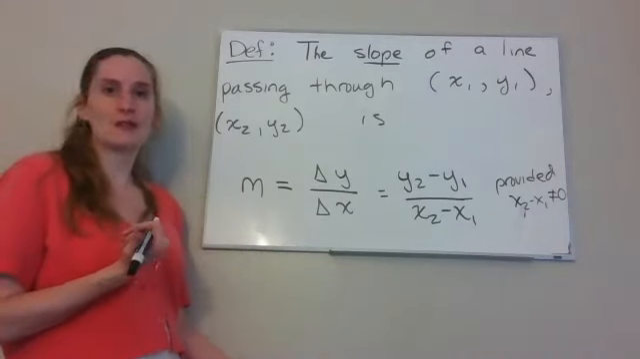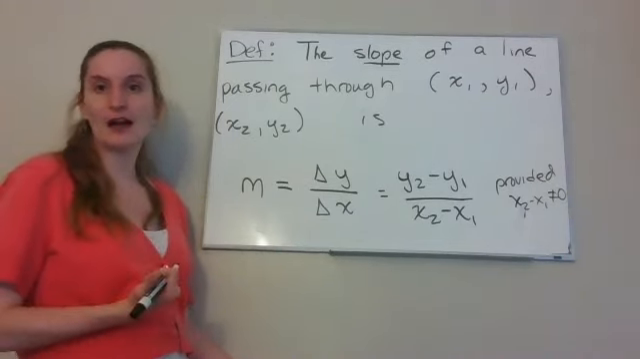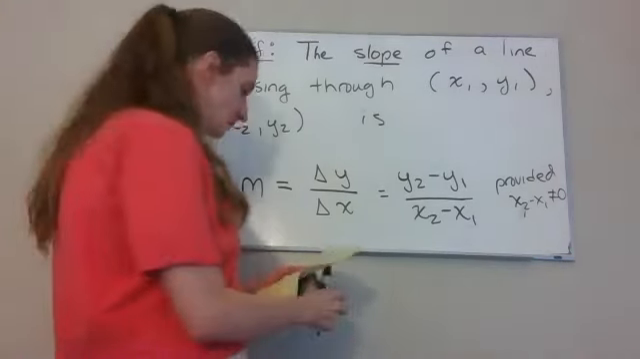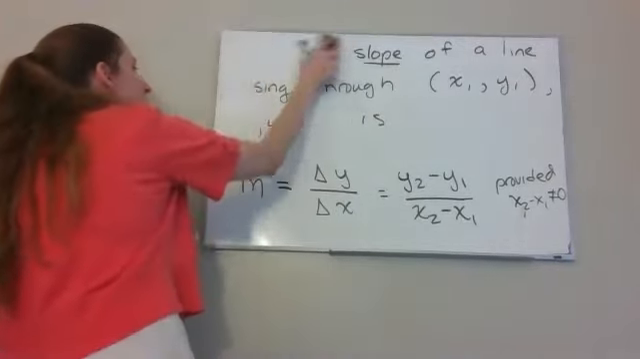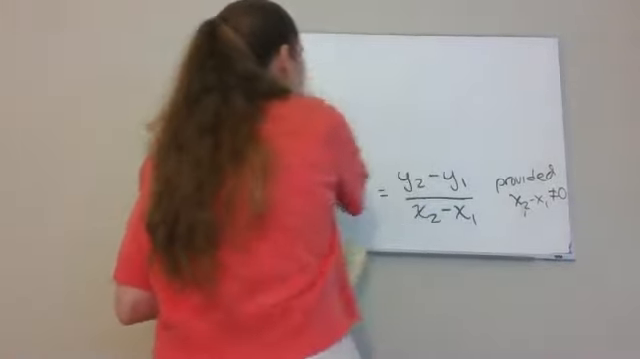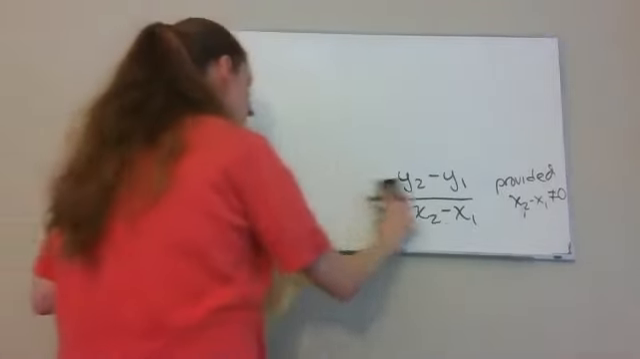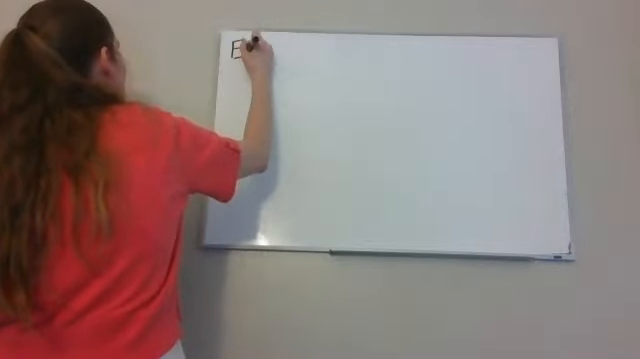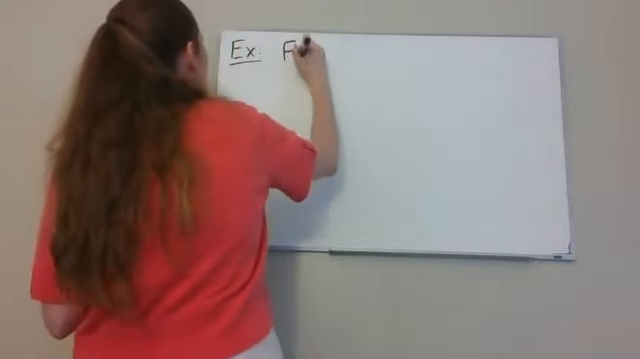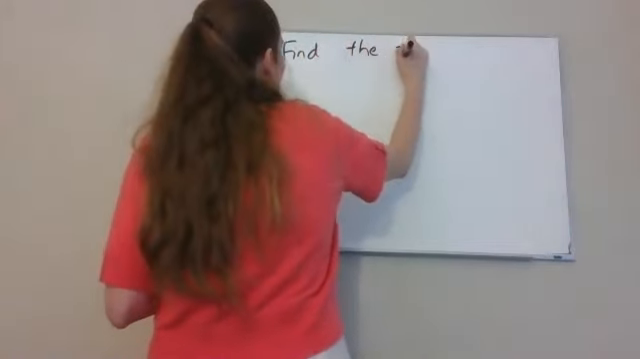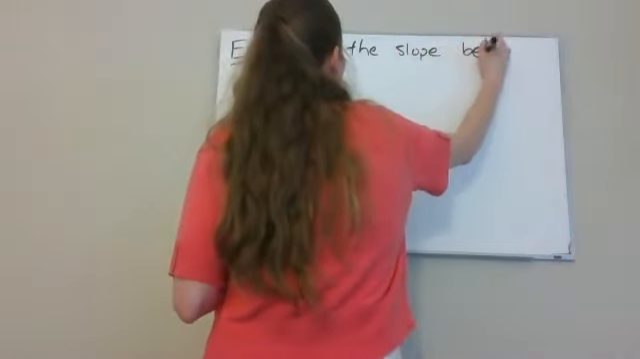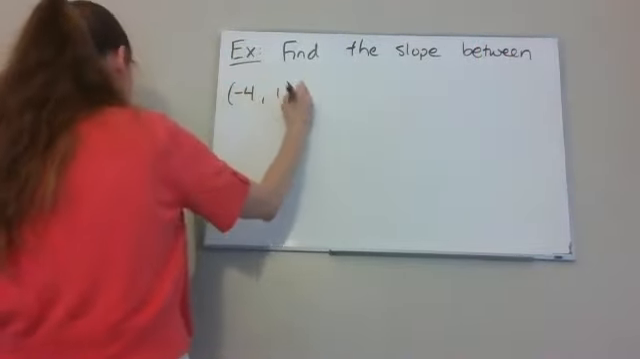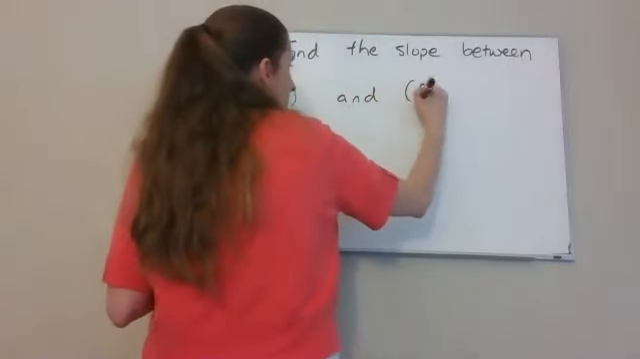The slope is just the mathematical term for the steepness of the line. The higher the number is for the slope, the steeper the line is. Let's do an example using this formula. So find the slope between the 2 points, (-4, 1) and (2, -2).